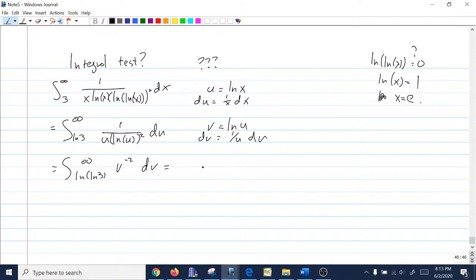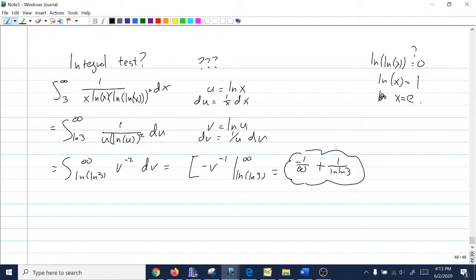The integral of v to the negative 2 is negative v to the negative 1. I need to evaluate that from log 3 to infinity. I'm going to write this in a thought bubble because it doesn't actually make sense to say that's negative 1 over infinity minus negative 1 over ln 3.